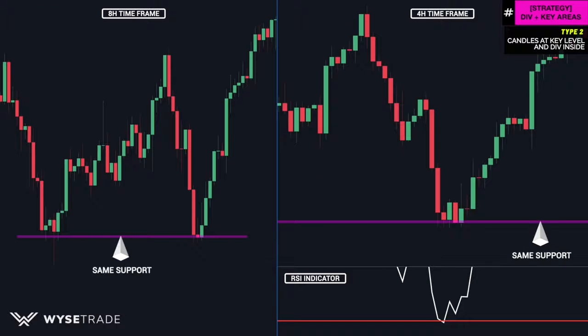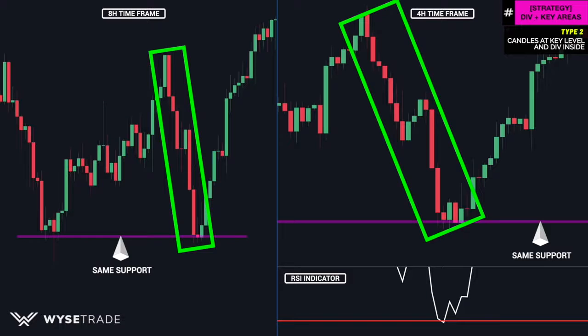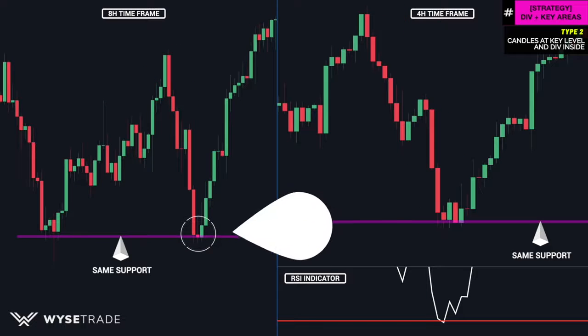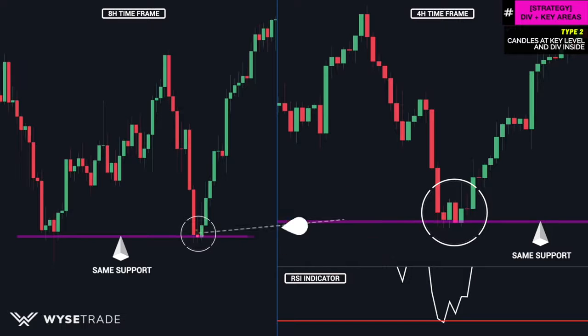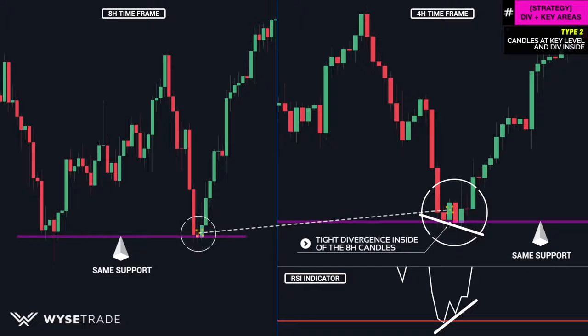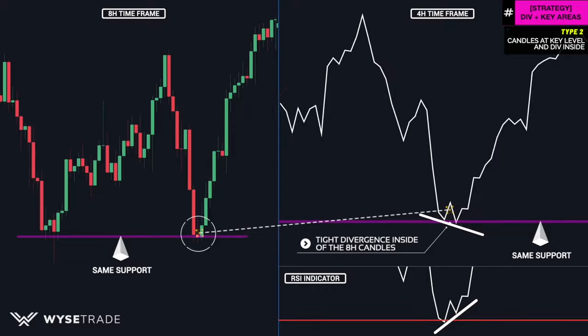Same support level, same downtrend. And these candlesticks and area here is the same area right here. Now, notice how inside of your candlesticks, you had this great tight divergence forming. Let's pull up the line chart so you can see it more clearly. Again, price made a lower low while the RSI made a higher low. So it's clear divergence.